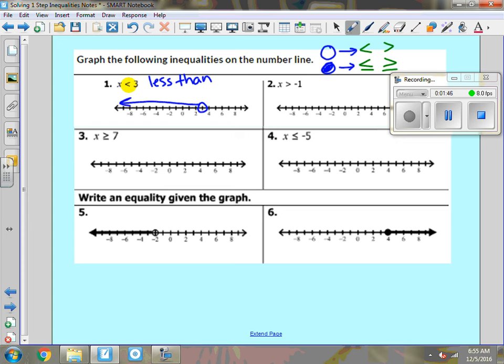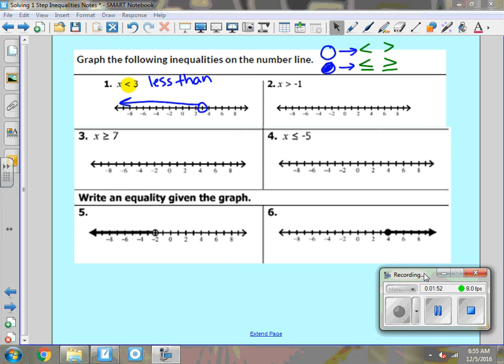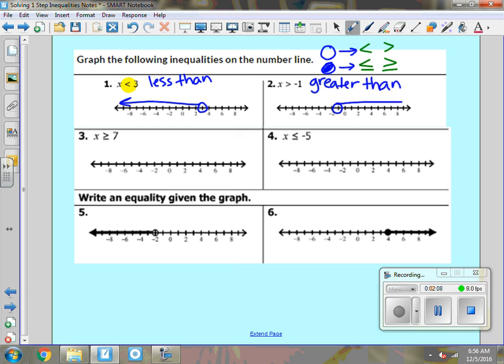I'm going to go ahead and draw my arrow going to the left. Now let's look at number 2. Number 2 says x is greater than negative 1. Again, greater than is going to have an open circle, so I'm going to find negative 1 on my number line. And then this time, since I want the ones that are greater than, I'm going to go to the right.